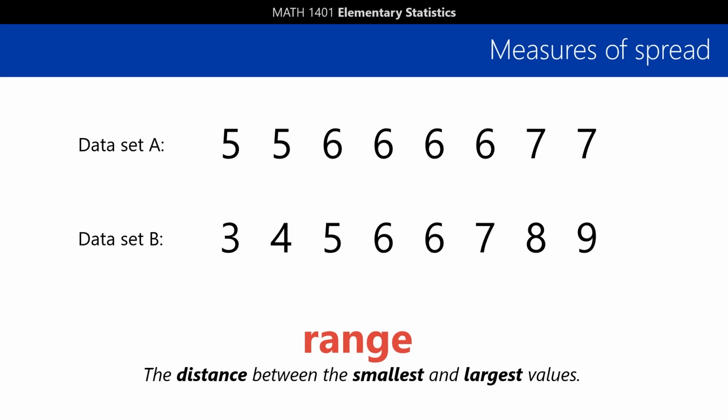a dataset. For example, in set A, the largest number is 7 and the smallest is 5. So the distance between them is 7 minus 5. The range is 2. On the other hand, set B has a range of 9 minus 3, which is 6.